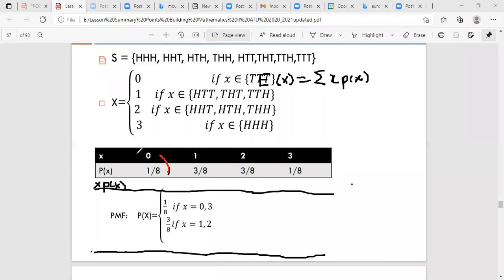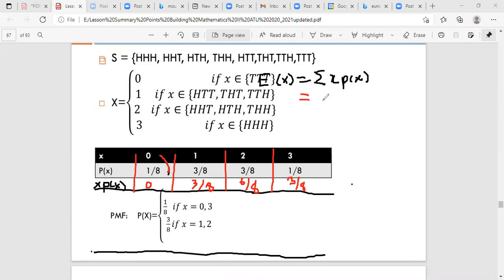0 times 1 over 8 will give us 0. Then the next one will be 1 times 3 over 8, which gives us 3 over 8. The next one will be 2 times 3 over 8, which is 6 over 8. And then the next one will be 3 times 1 over 8, which is 3 over 8. Good. Then the next step is to sum, since the expectation is the summation. So we'll sum everything up.